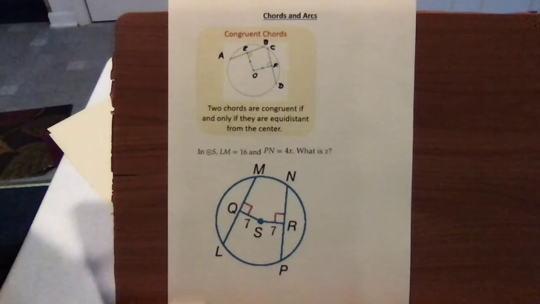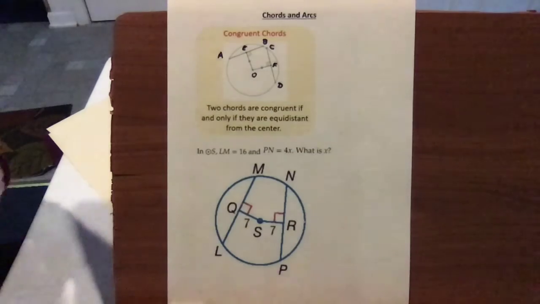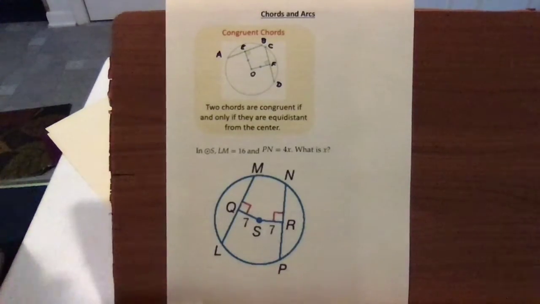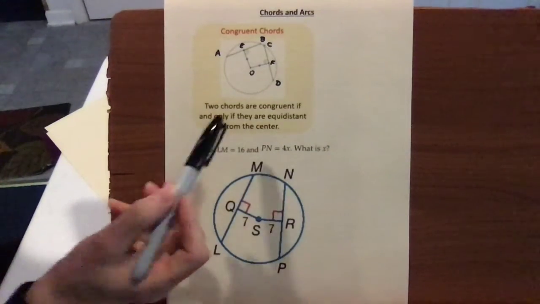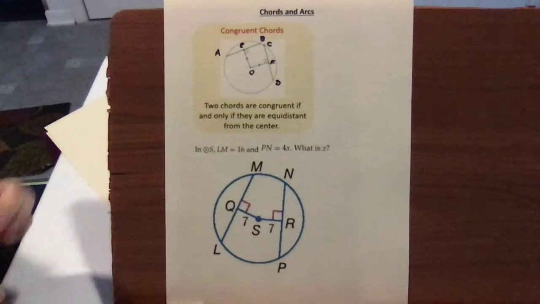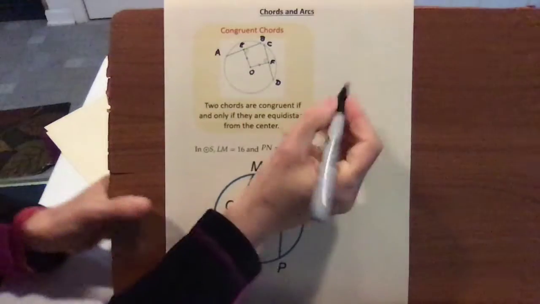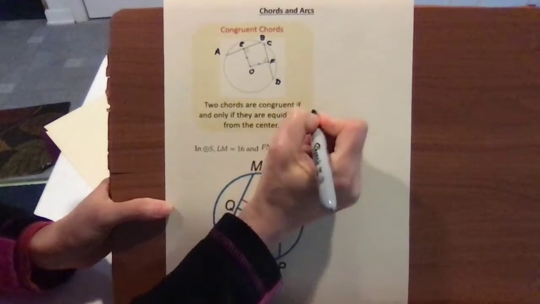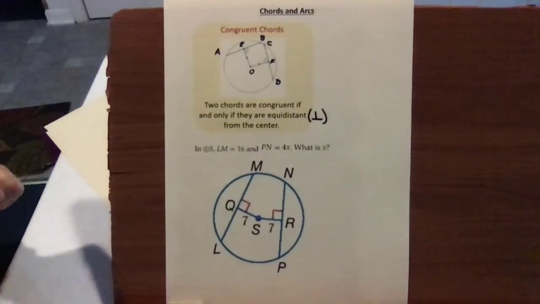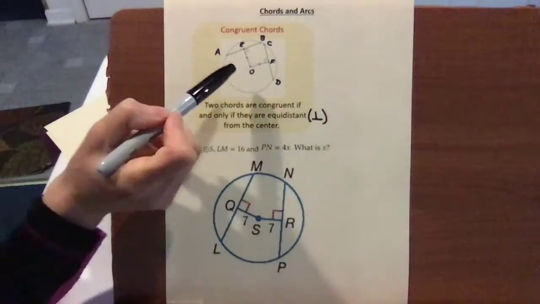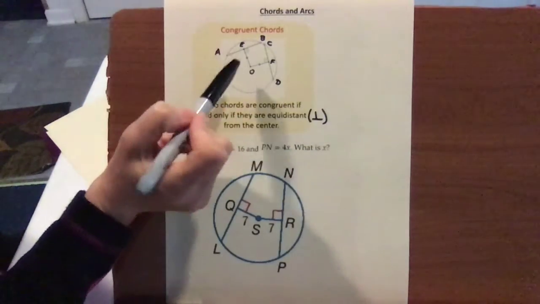We're going to look at the relationship between the chords and arcs of a circle. Our first theorem tells us that two chords are congruent if and only if (IFF) they are equidistant from the center. The equidistant is the perpendicular distance. Keep that in mind. I labeled the circle, so if you're taking notes, you can do that.